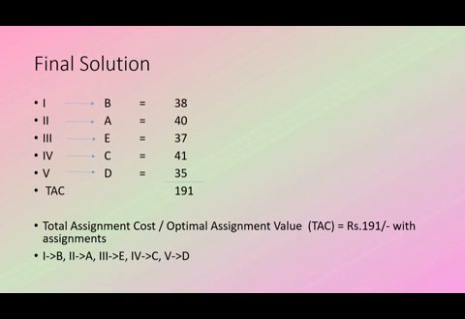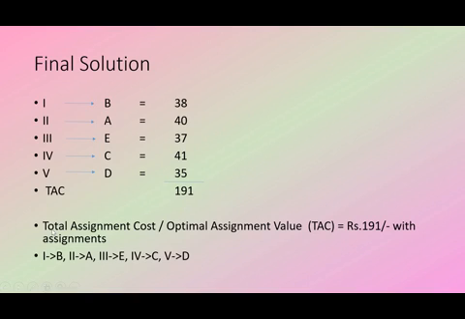So the assignment calculation we'll see for the final solution. 1 is assigned to B, 2 is assigned to A, 3 is assigned to E, 4 is assigned to C, 5 is assigned to D. Now go back to the profit matrix. From the profit matrix, pick the values. 1 to B, 38, 2 to A, 40, 3 to E, 37, 4 to C, 41, 5 to D, 35. So when you add up all these values, I get 191.